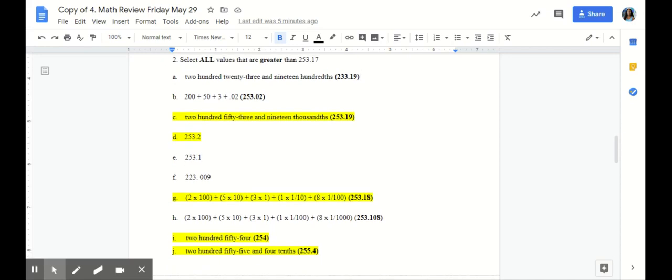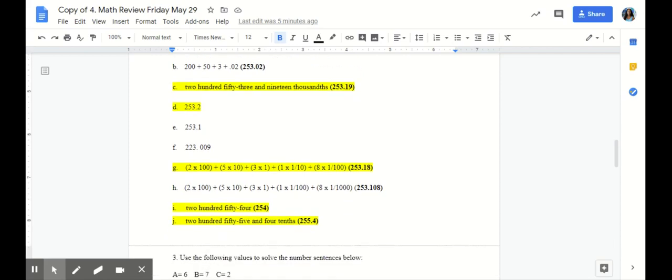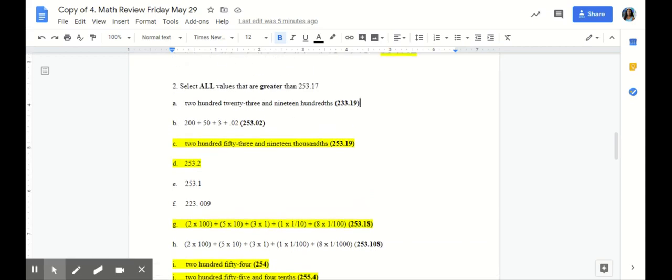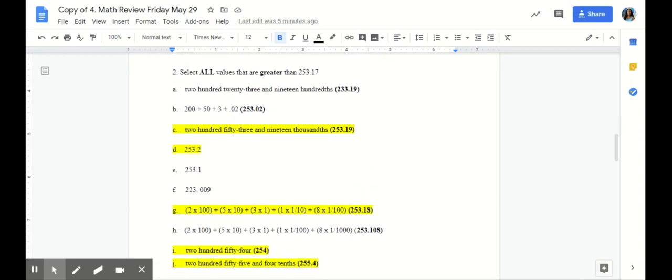So based on our answer choices, C, 253 19/1000 is greater than 253 17/100. Same with D, 253 2/10. Also G, 253 18/100. I, 254, and J, 255 4/10. Those are all greater than 253 17/100.